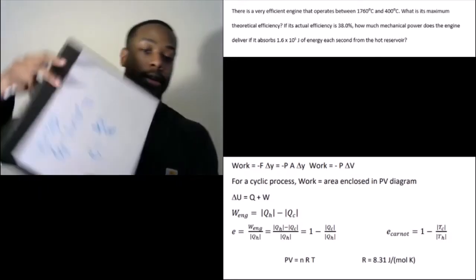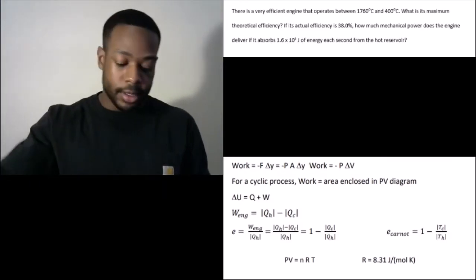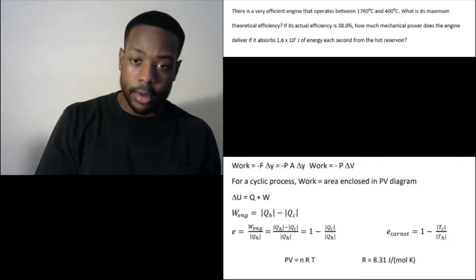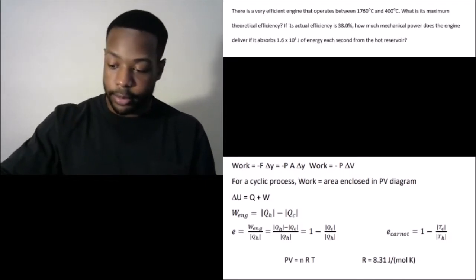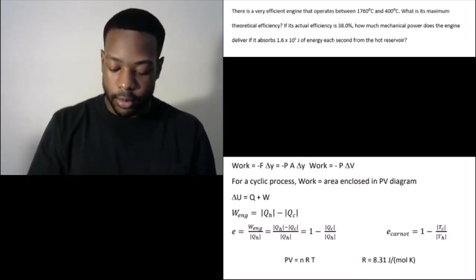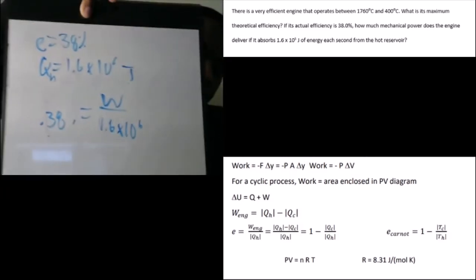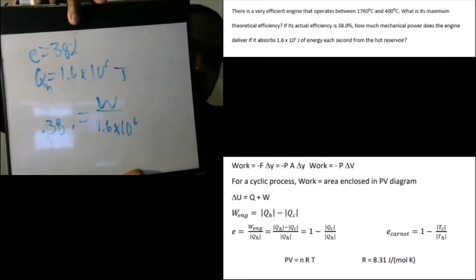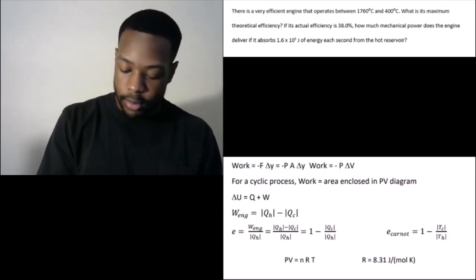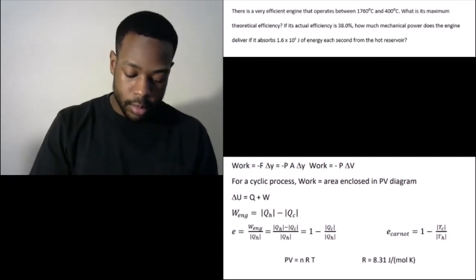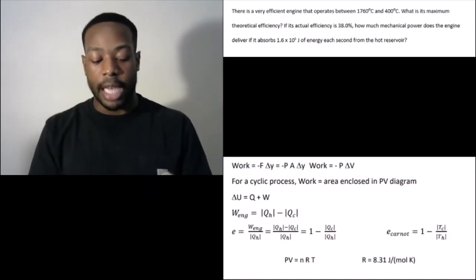So like I said, we're going to use efficiency equals work over QH. They gave us the efficiency, so it's going to be 0.38. QH is 1.6 times 10 to the 6. And we want to find the work to find the power, right? It's the same thing, just efficiency equals work over QH. Multiply both sides by QH to get rid of that. So we've got work equals 1.6 times 10 to the 6 times 0.38.